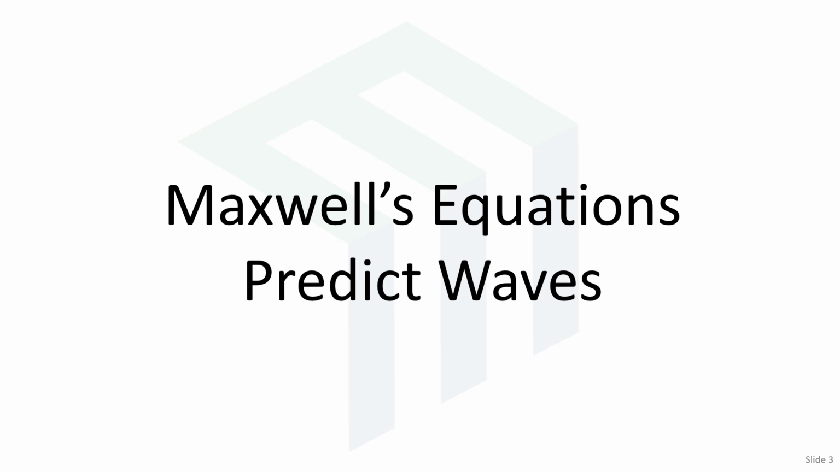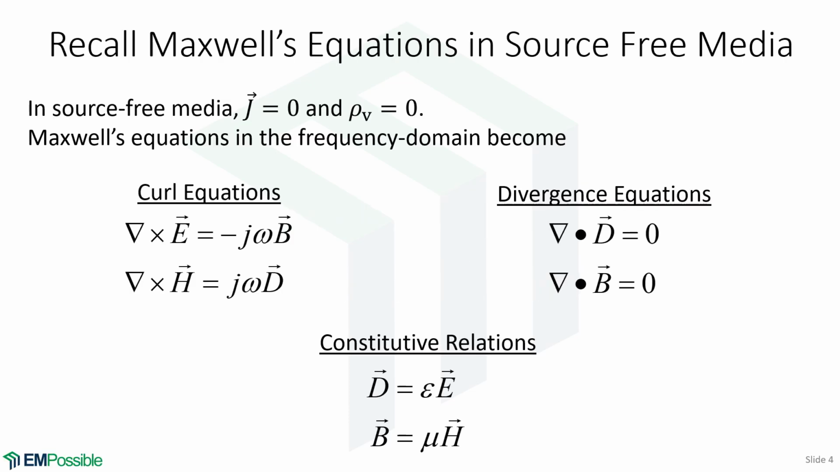Maxwell's equations predict waves. So let's look at Maxwell's equations, and we'll call this in source-free media. That means we're not going to have any currents or any charges. So just imagine this being in outer space somewhere. In this case, we have the curl equations, we have the divergence equations, and then, of course, while not strictly Maxwell's equations, they always go along with Maxwell's equations, it's the constitutive relations. And it's this set of 6 equations that fully describe electromagnetic fields.